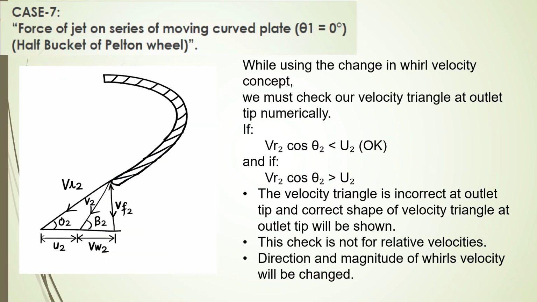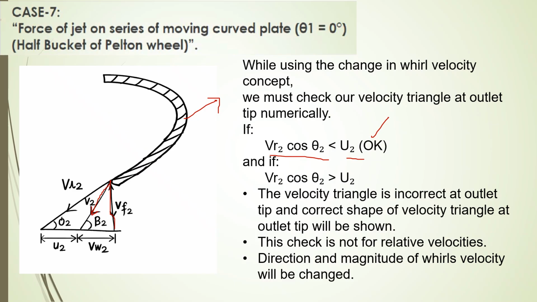Now, as I told you, while using the change in whirl velocity concept, we must check our velocity triangle at the outlet tip numerically. VR2 cos of theta 2 should be equal to U2. If that's so, then your velocity triangle is okay, and your bucket is working well. It is moving in the forward direction, due to which the jet will be deviated in the backward direction.